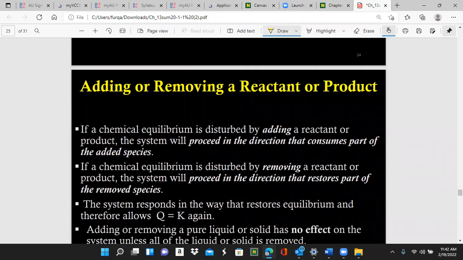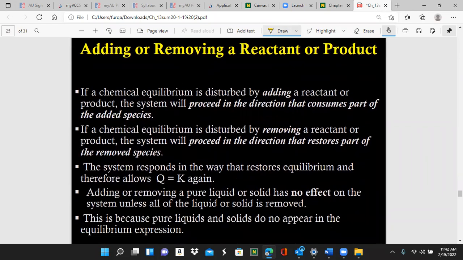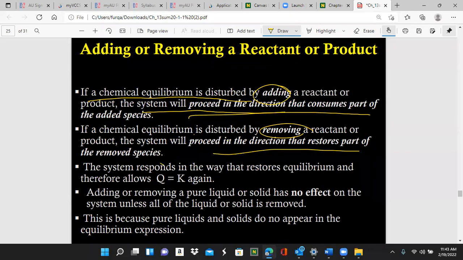So adding or removing a reactant or product has a profound effect on the equilibrium. If a chemical equilibrium is disturbed by adding a reactant or product, the system will proceed in the direction that consumes part of the added species. If the equilibrium is disturbed by removal, meaning you are lowering the concentration, the reaction is going to move towards where you are removing from. It proceeds in the direction that restores part of the removed species.